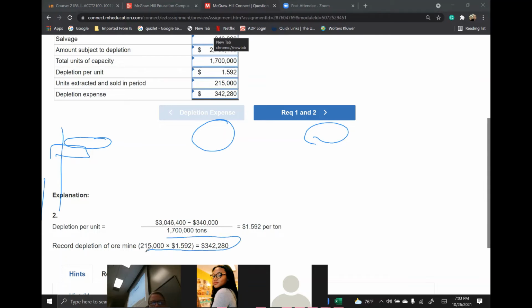So I'm looking at this right here. I'm just taking the 215, multiplying it by the 1.592. It gives me 342,280. That's going to be the depletion expense. So instead of writing depreciation expense in your journal entry, it's going to be depletion expense.